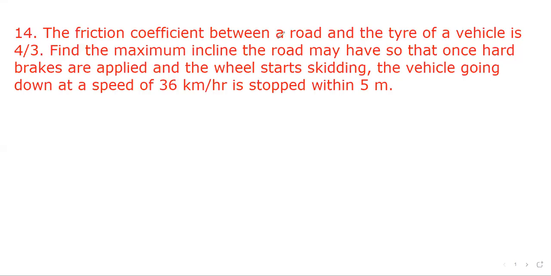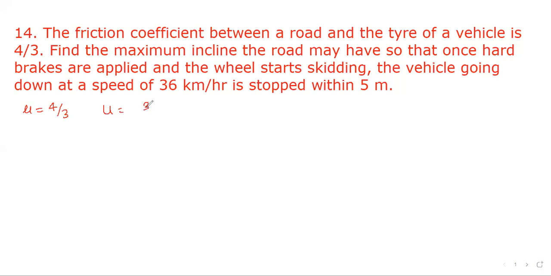The friction coefficient between a road and the tire of a vehicle is 4 by 3. It means mu equal to 4 by 3. So find the maximum incline the road may have so that once hard brakes are applied and the wheel starts skidding, the vehicle going down at a speed of 36 kilometers per hour is stopped within 5 meters.